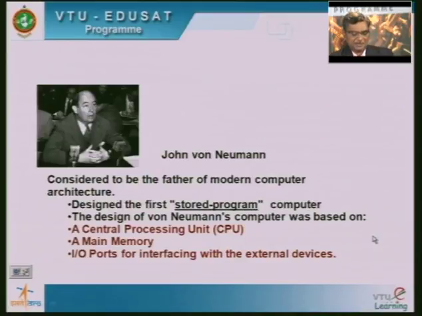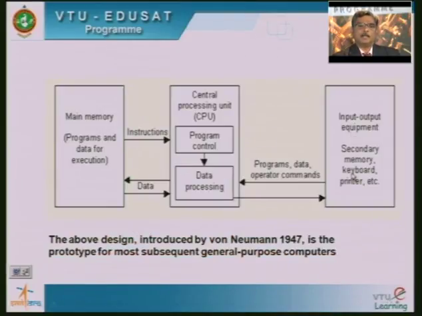Another interesting person in our computer science is John von Neumann, considered to be the father of modern computer architecture. He gave the idea of the stored program concept. All your instructions are stored in the memory, and each instruction is taken one after the other by the CPU and executed, and the results are given to the output. This process is given by von Neumann, and this architecture can be observed with the block diagram.